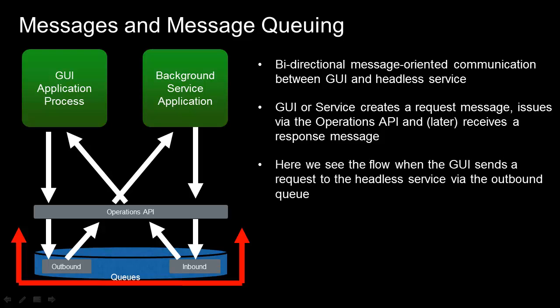And here we can see the flow between the GUI when it sends a request to the headless service via the outbound queue. The service responds via the inbound queue, of course. So there we have our request created by the GUI being sent via the operations API, which stores it in the outbound queue. It then notifies the headless service that this has occurred.